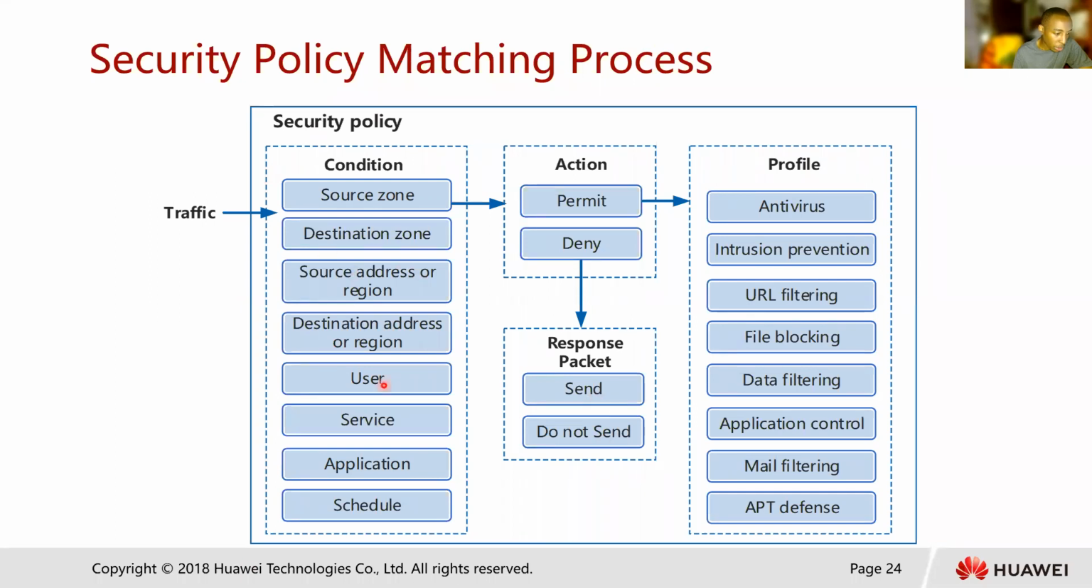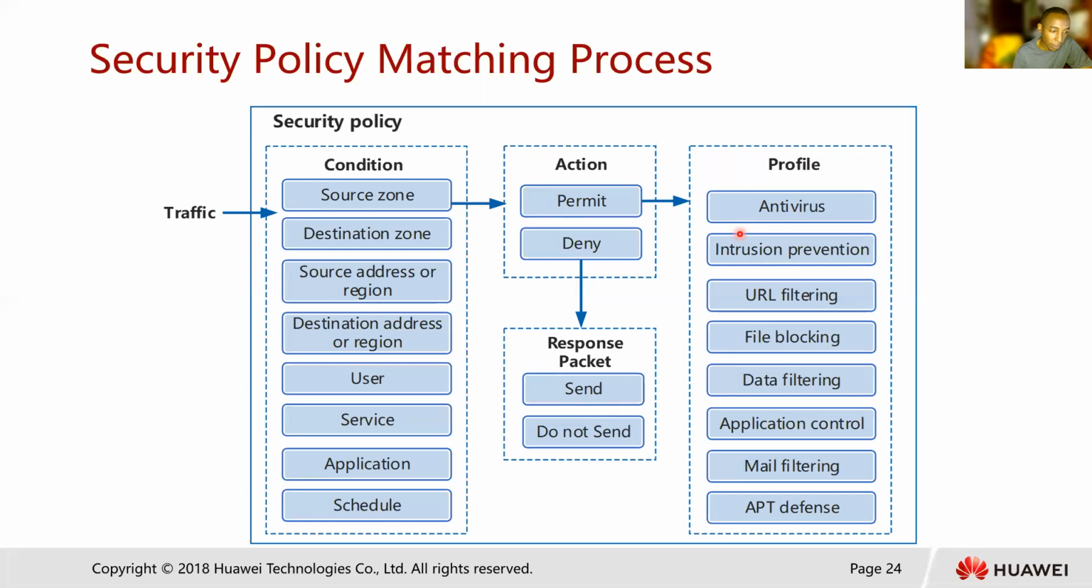So, for example, let's use an example here. A traffic is coming through. What is the condition? Maybe let's look at the condition of source address, maybe the IP address. Let's say the IP address is 192.168.0.1. And when you look at it, in this policy, it says that if it is 192.168.0.1, permit. So if it is supposed to be permitted, then what happens?